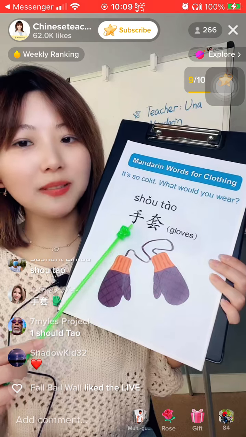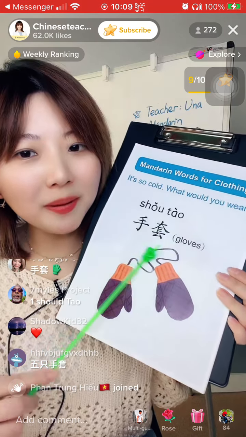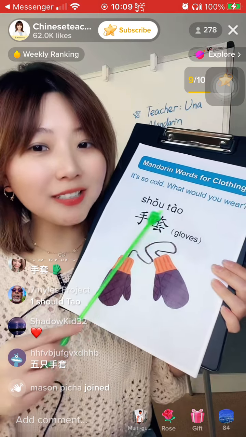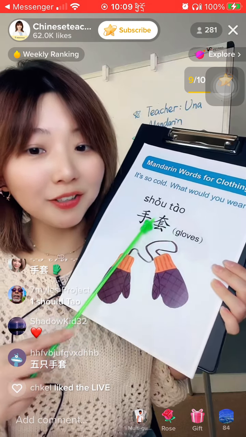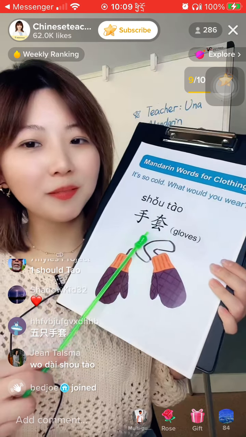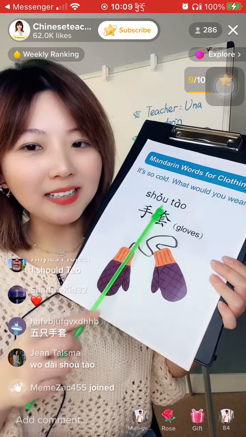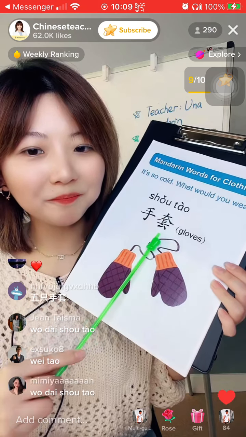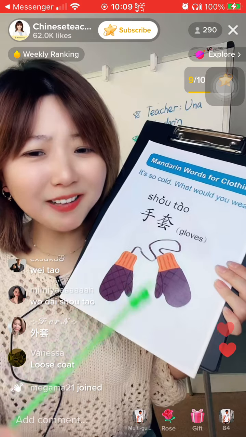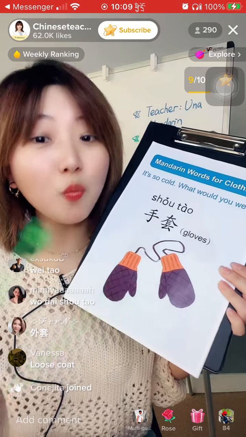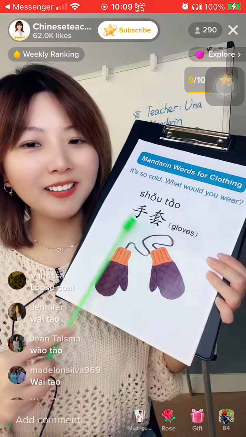So we say 手套. Do you remember this 套? We have learned another word with 套 today. Who can remind me? What kind of 套? This 套 has appeared in another word. Who can tell me? Very close. It's not 外套, it's 外套. 非常好，外套. W-A-I, 外套, very good.